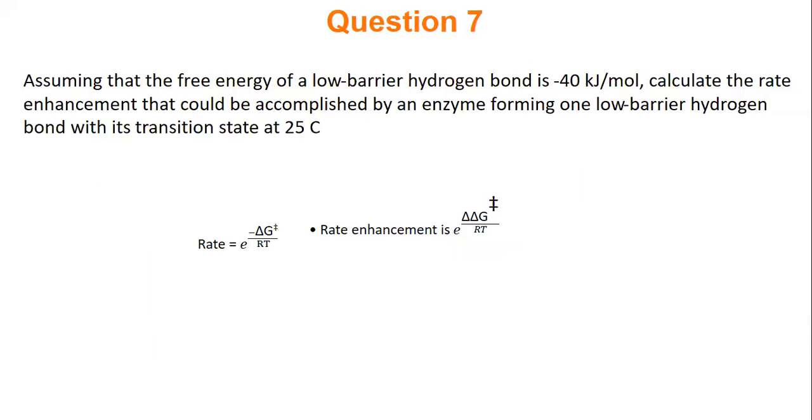Got one more math question for you then. Assume that you have an enzyme. And the way this enzyme works is that it makes a hydrogen bond. And every time you make a hydrogen bond, you lower free energy by 40 kilojoules per mole. Therefore, if you have an enzyme that forms one hydrogen bond, how much faster are you going? What is your rate enhancement if you lower this by 40 kilojoules per mole?